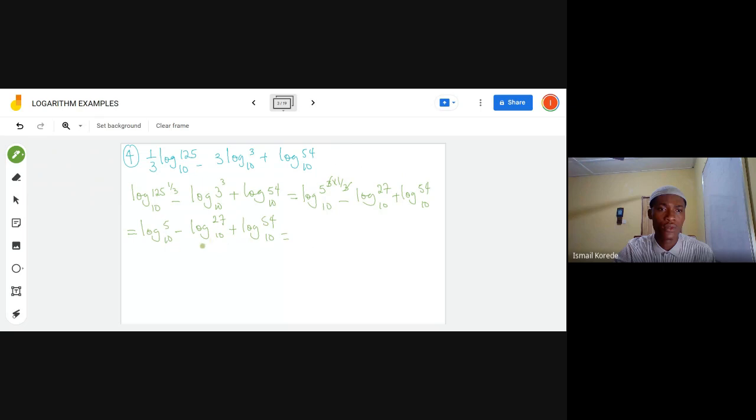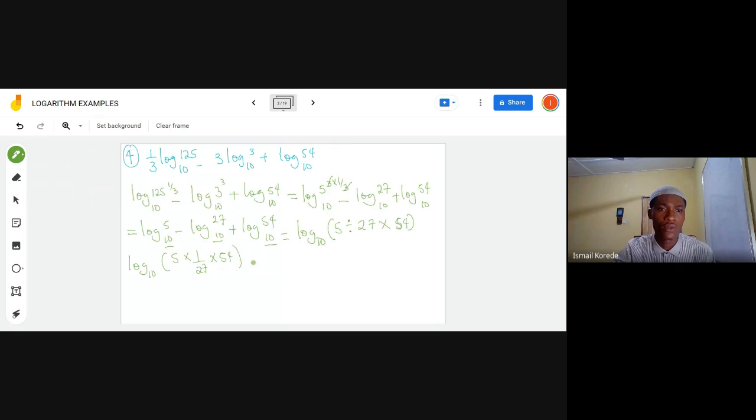So I can perform my operation here. I pick a log to the common base because they have the same base, base 10. I can apply addition and subtraction here. So I'm going to pick 5 divided by 27, because I have a subtraction sign there, times 54, because I have an addition sign. So I have log to base 10 of 5 times 1 over 27 times 54.